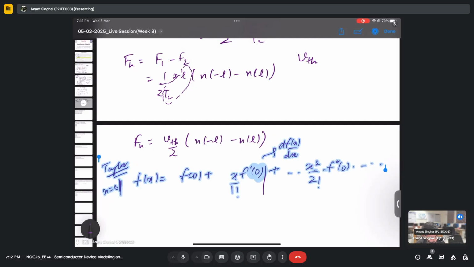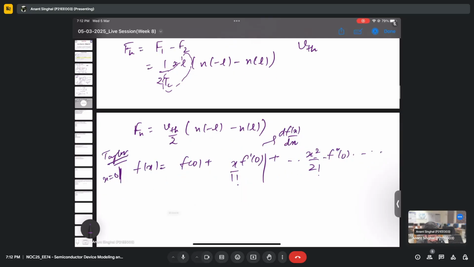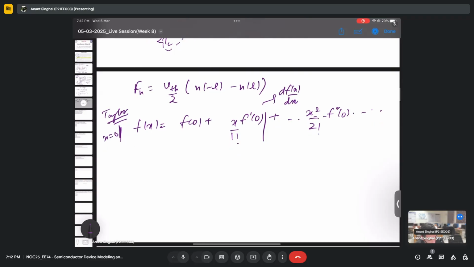So now using the Taylor series expansion, we can linearize n at minus L and n at L. So n at minus L will be, as I said, n at 0 minus L. So this is what is x now. I'm doing the function of x, so L will be replaced by x over here. So it was plus x by 1. Since x is minus L, I'm writing minus L dn over dx.